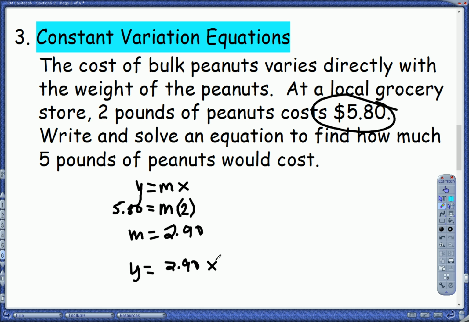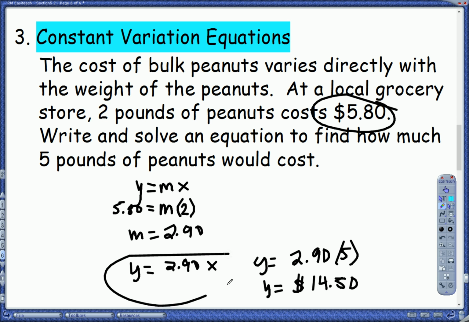If I want to find out how much 5 pounds of peanuts would cost, I would do y equals 2.90 times 5, and I would get $14.50. And that would be my final answer. So I have my equation, write and solve an equation to find out how much 5 pounds of peanuts would cost. Yep, that's it.